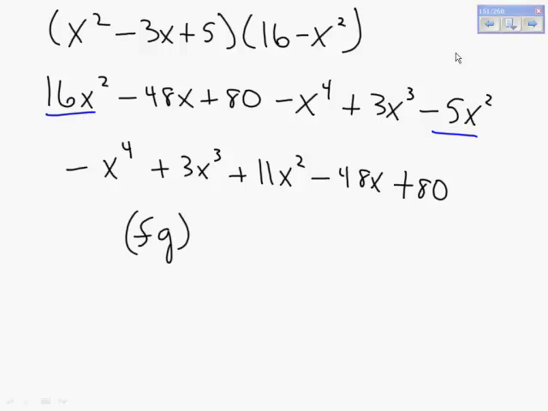F times g evaluated at x is negative x to the fourth plus 3x to the third, and so on. So I'm just doing what it told me to do. It told me to multiply those two functions together, so I took those two functions and multiplied them together. And if I don't have a value to plug in for x, then my final answer has to be an expression just in terms of x. I just multiplied those two polynomials together. All right.